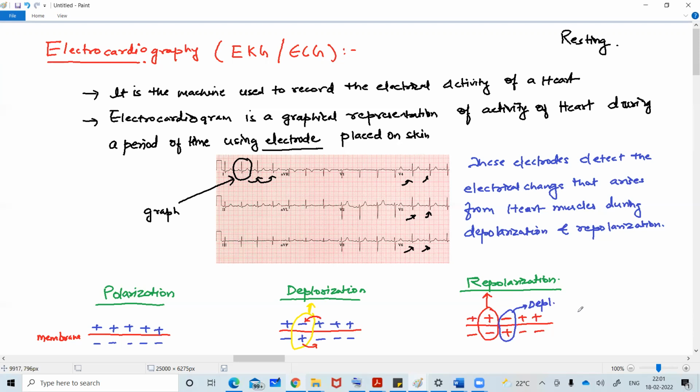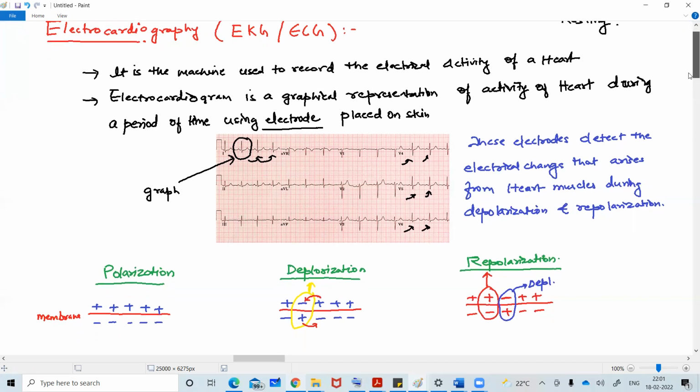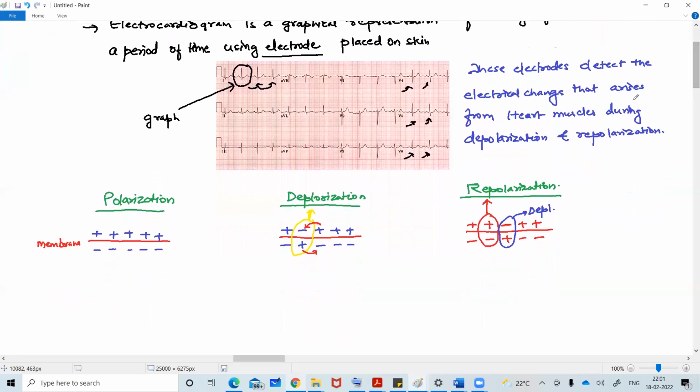Okay, any doubt in the concepts of polarization, depolarization, and repolarization? Okay, so let's move to the next.